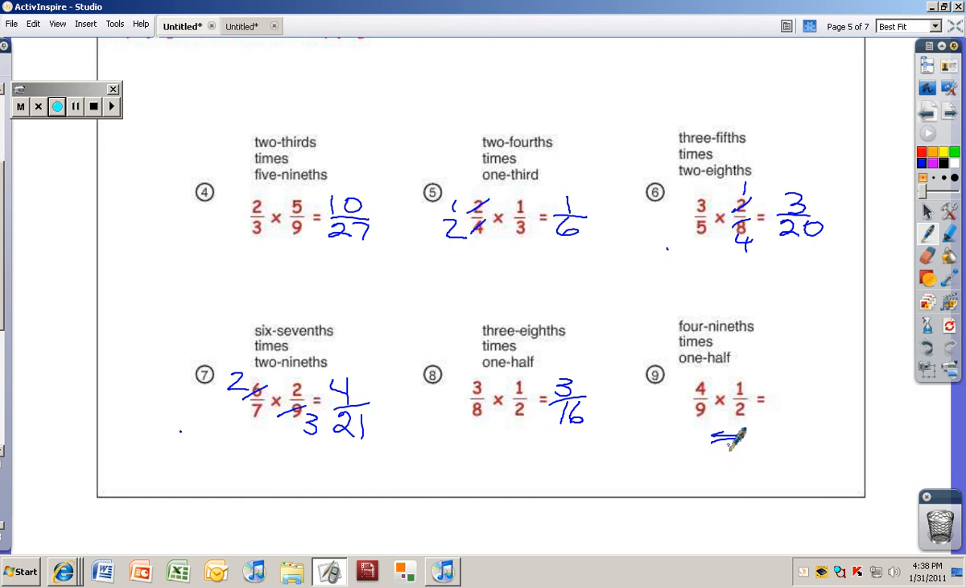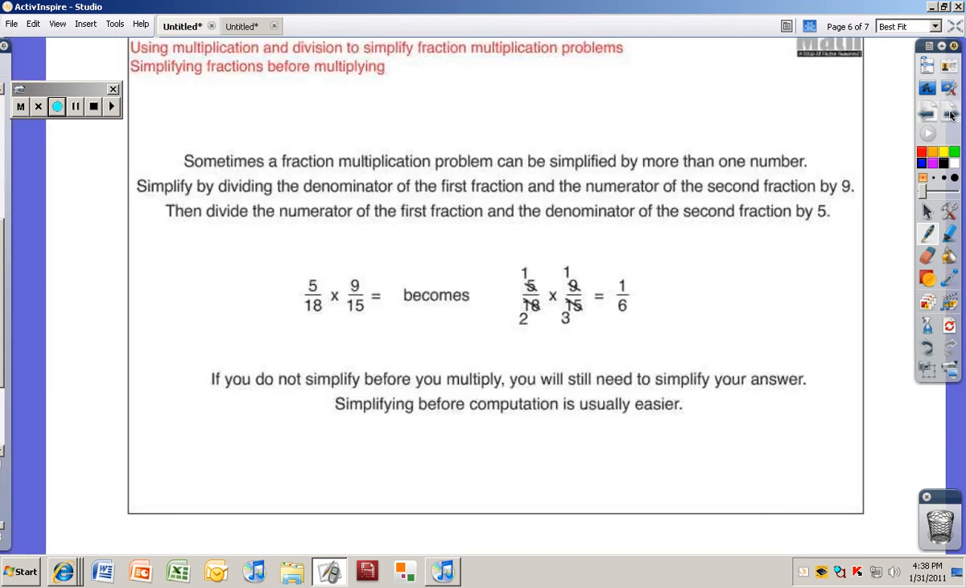Okay, look at these. Do you see any way to reduce either one of those? What two numbers? 4 and 2. This becomes? 2. This becomes? 1. 2 times 1? 2. 9 times 1? 9. 2/9 is the answer.